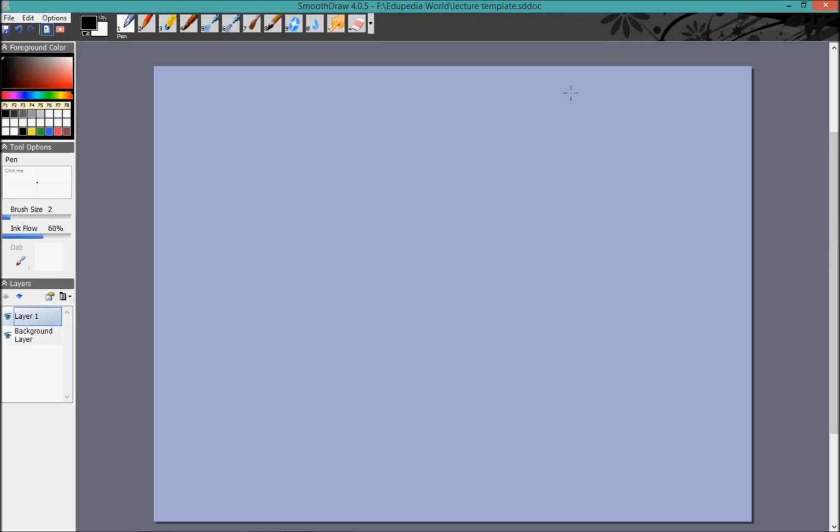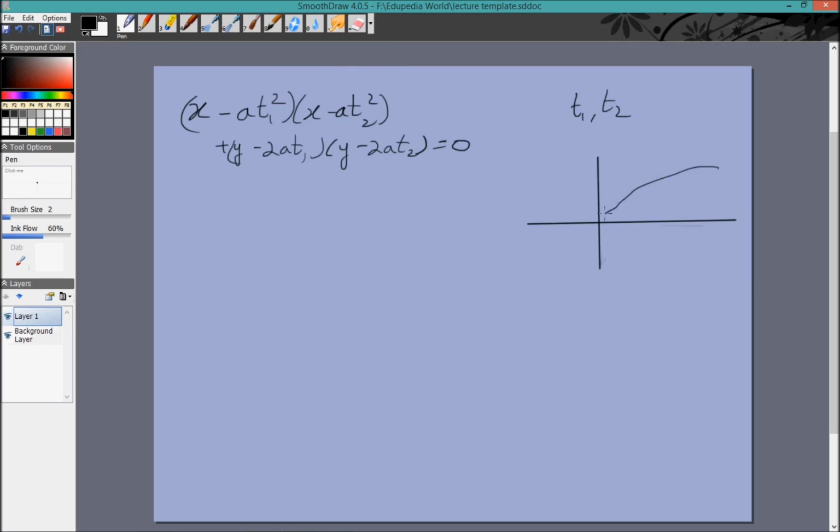Let's take the 2 points in terms of parametric representation as t1 and t2. That means (at1 square, 2at1) and (at2 square, 2at2). So the equation is (x minus a t1 squared)(x minus a t2 squared) plus (y minus 2a t1)(y minus 2a t2). This is the equation of that circle. The first thing we are given is that this passes through the vertex of the parabola. Now this is our standard parabola y square is equal to 2x, that is y square is equal to 4ax with a equal to 1 by 2.